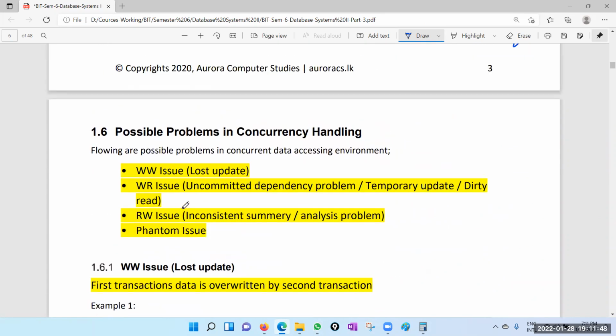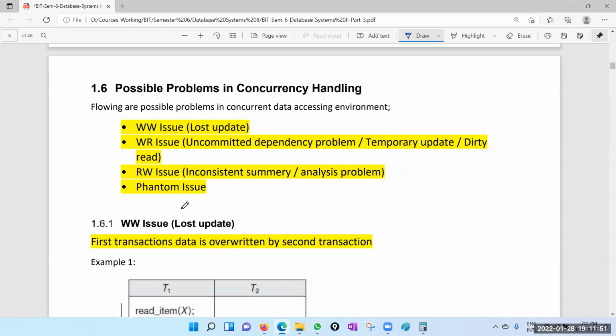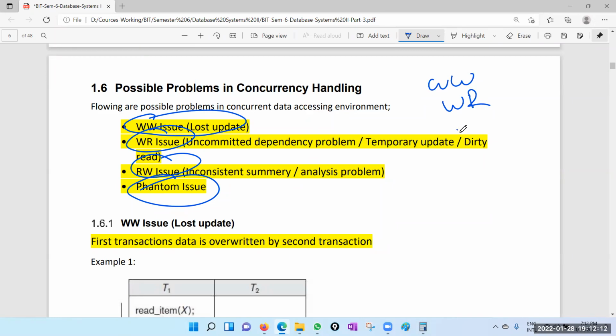Okay. So when we are doing transaction handling, there are some possible issues. We call them possible problems in concurrency handling. What are those possible issues? We can call them write-write issue, write-read issue, read-write issue, and phantom issue. So now here you can see the only possibility that is not an issue is read-read. Read-read is not a possible issue. But these three other combinations are possible issues, and there's an additional issue called the phantom issue.